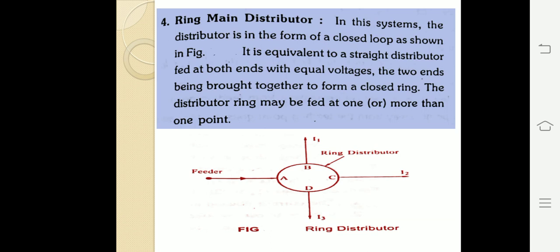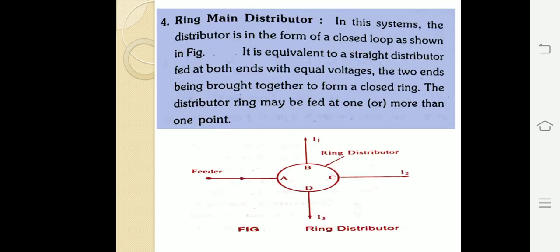The distributor ring may be fed at one end or more than one. See in this diagram, it is a feeder and we are taking the tappings I1, I2, I3. So it is like a closed loop. That's why I wrote this here. It is equivalent to a straight distributor fed at both ends with equal voltages. So the distributor ring may be fed at one or more than one point.